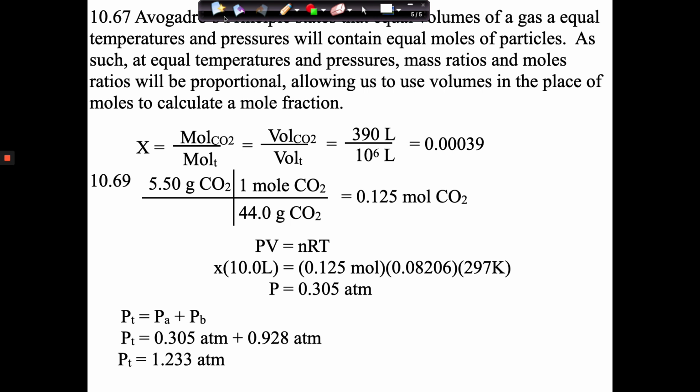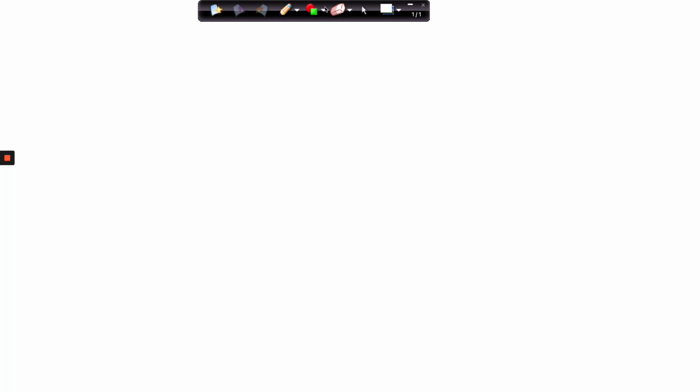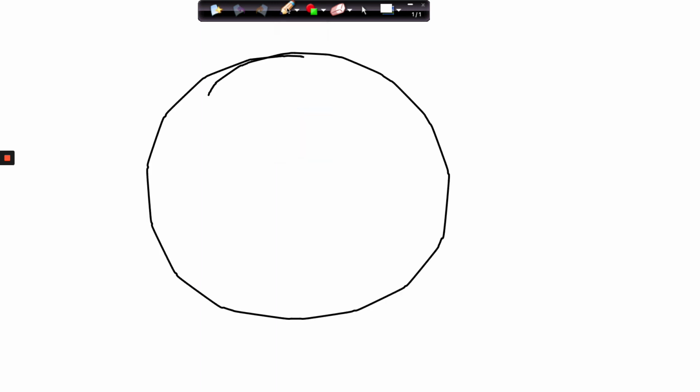I'm just confused on how you find the mole fraction. Well, I'm going to answer that question really generically, and honestly, I haven't even read question 67. But if we draw our happy little picture, right? If we've got a container, here, let's just go X's and O's.